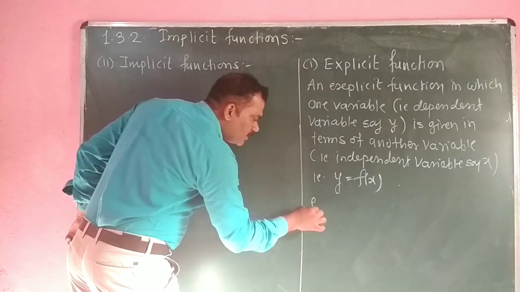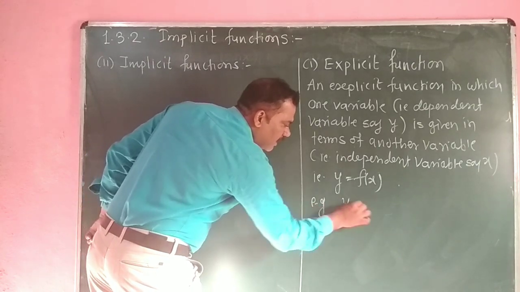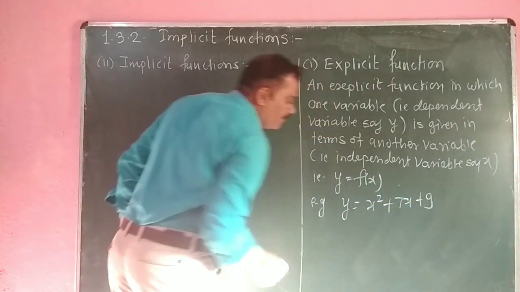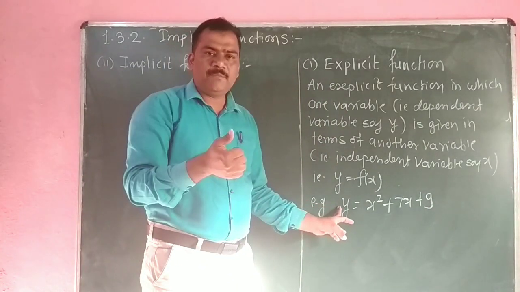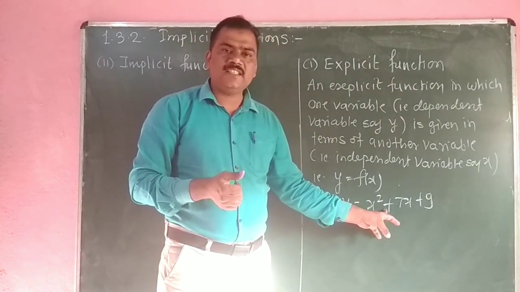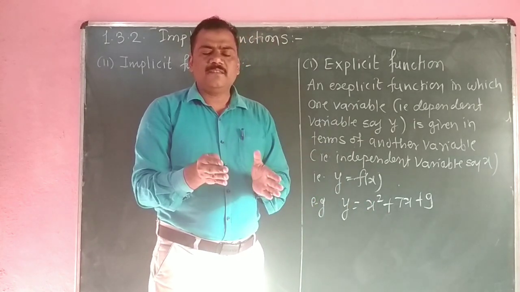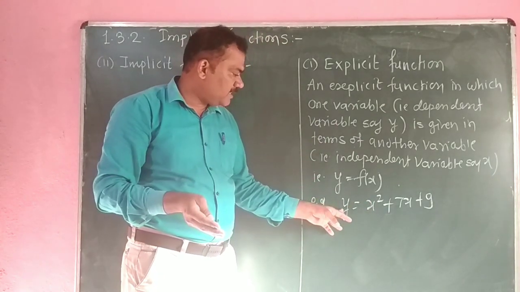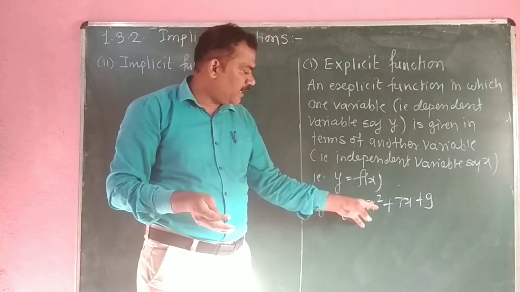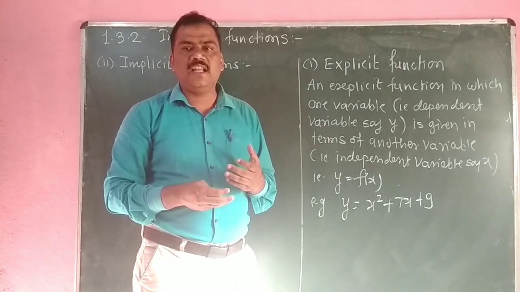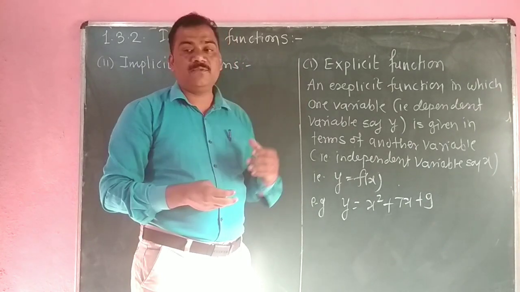Now for example, suppose we consider y is equal to x square plus 7x plus 9. On one side there is a dependent variable, on the other side there is an independent variable. Dependent and independent variables are separate. Here y is a dependent variable and it depends upon the independent variable x. That type of function is called an explicit function.